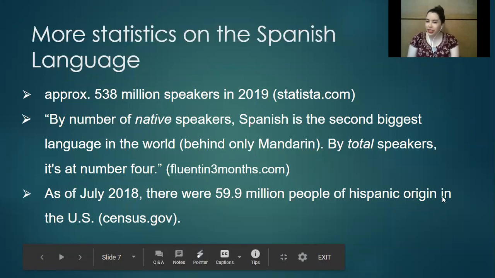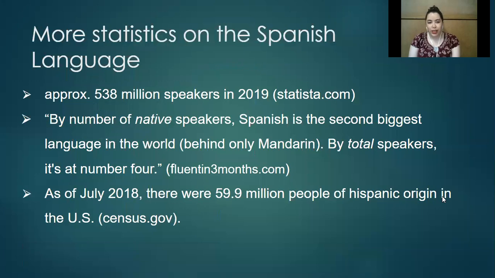So some more statistics on the Spanish language. In 2019, there were about 538 million Spanish speakers around the world. This includes native and non-native speakers. And this was interesting to me. By the number of native speakers, Spanish is the second biggest language in the world, but by total speakers, it's at number 4. And as of July 2018, there were 59.9 million people of Hispanic origin in the US.